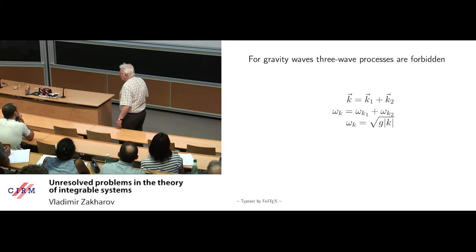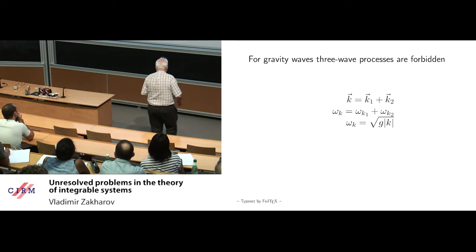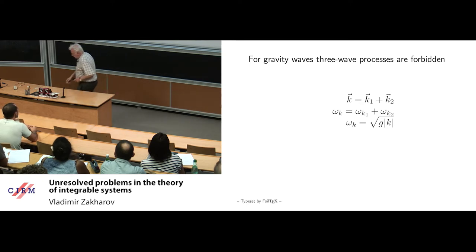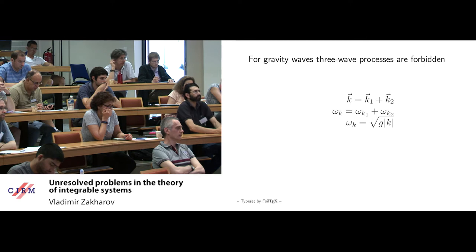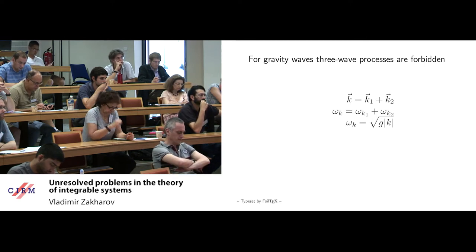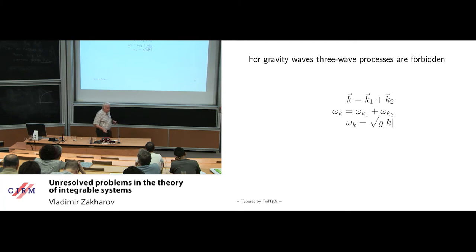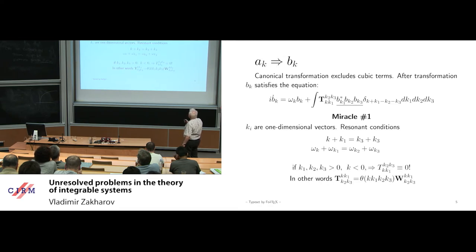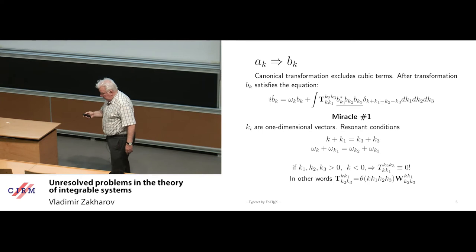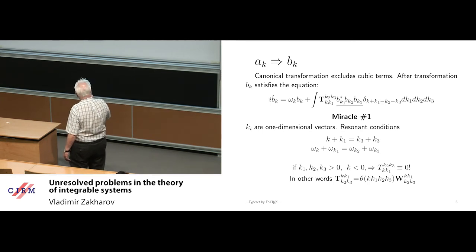Now if you study three-wave interaction, the dispersion relation is omega equals root of g k. It's like this, right? As a result, three-wave interactions are forbidden, and one can make a canonical transformation, excluding cubic terms. After this transformation, you get the Hamiltonian equation like this, very similar to what is used in solid state physics, and T is a coefficient.